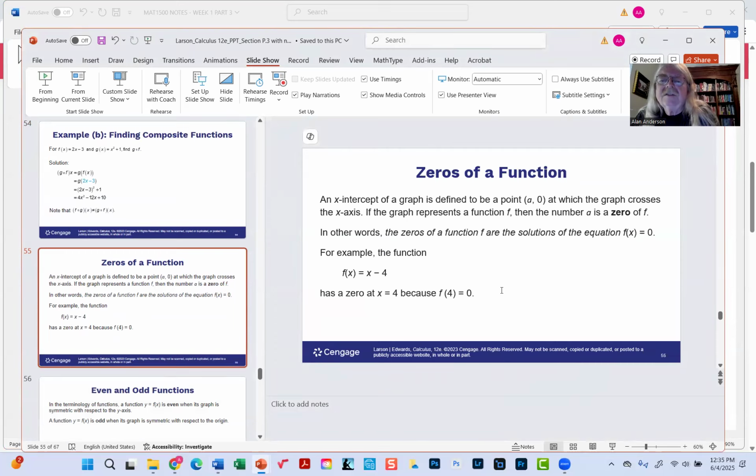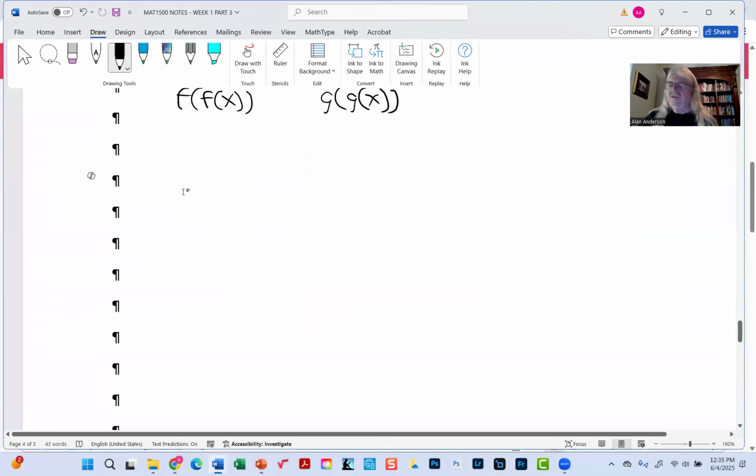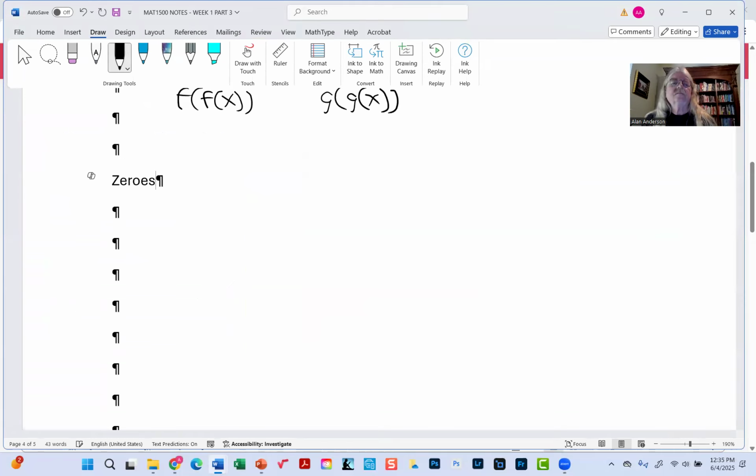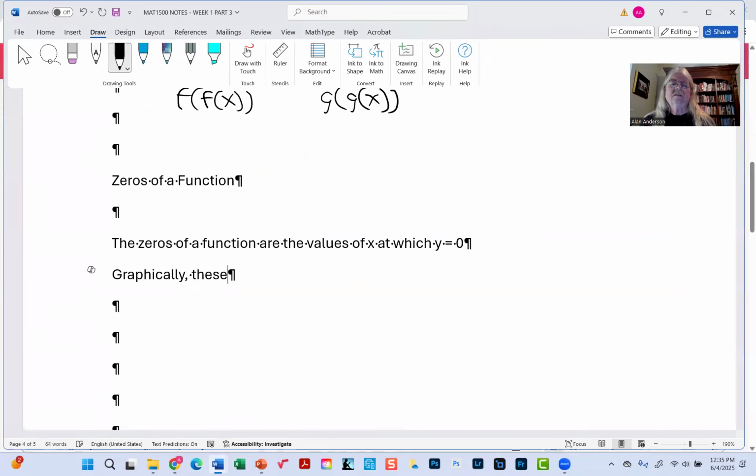All right, now they want us to think about the zeros of a function. Now, what does that mean? Well, the zeros of a function are the values of x at which y equals 0. Okay. Graphically, these are the points where the graph crosses the horizontal axis.